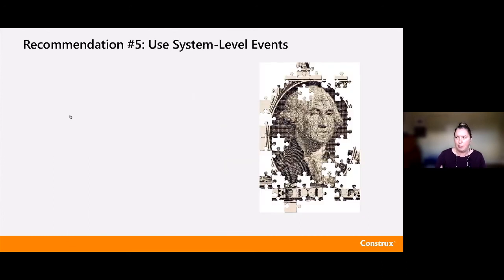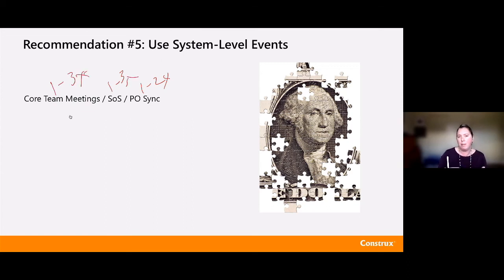System level events are important for us to be able to see that big picture. So here, from a tactical perspective, I'm looking at things like core team meetings, Scrum of Scrums meetings, or product owner sync meetings. A product owner sync meeting might be 1 to 2 times a week. Scrum of Scrums might be 1 to 3 times a week. Core team meetings probably 1 to 3 times a week too, where we're really looking at what's happening inside of the sprint right now, or what's happening in the work the team is doing this week if you're more in a pure Kanban world. So these are a little bit more tactical.